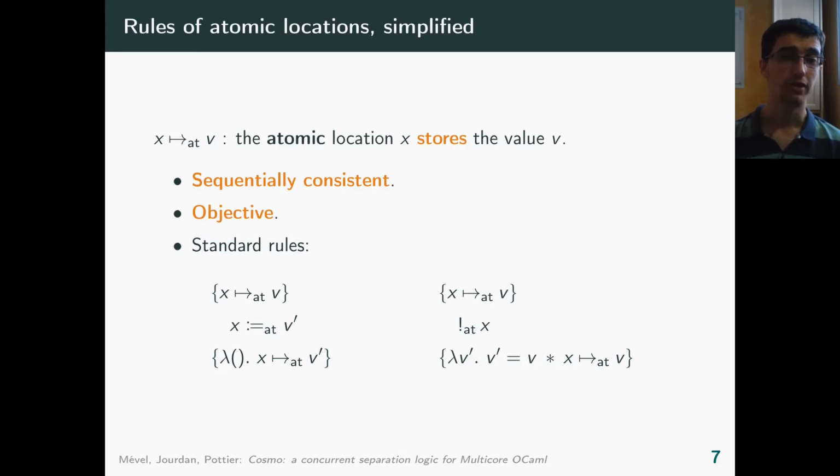We are able to say such a thing because atomic locations in Multicore OCaml behave in a sequentially consistent way. At any given time, all threads see the same value for X. In particular, this assertion is objective. Then it should come as no surprise that atomic accesses obey the usual Hoare triples, both reads and writes.